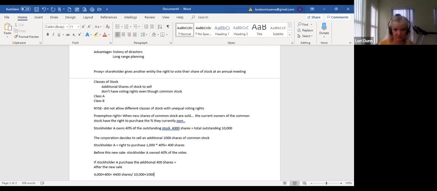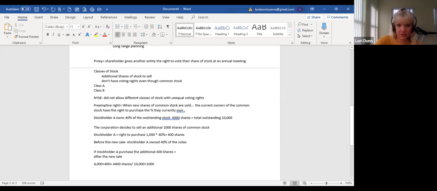So if you take 4,400 divided by 11,000, that's 40%. So their ownership percentage after the new shares still equals 40%. So they have a right to maintain that ownership percentage.